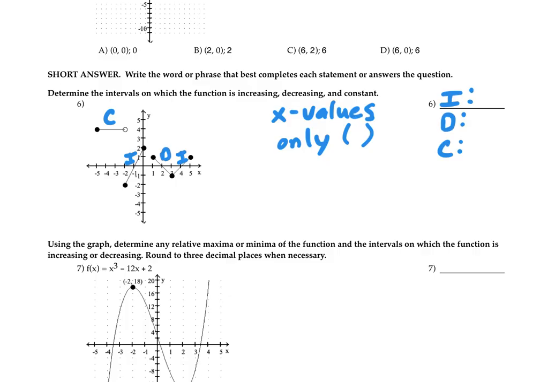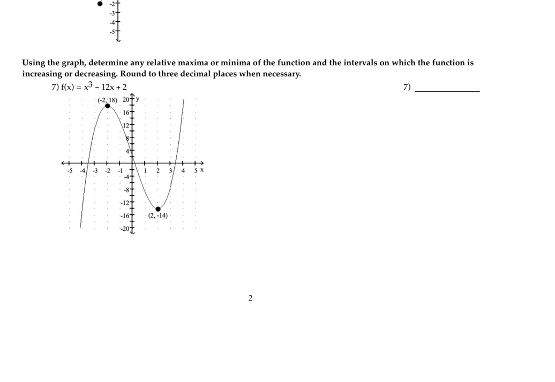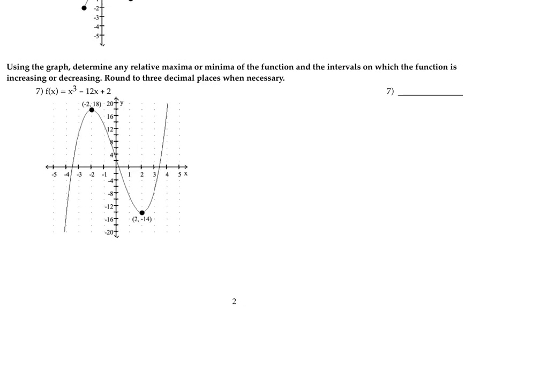I'll let you do that one. If you need some help, let me know. Number 7, you've got several different things here they want you to do. Maximum, minimum, and then once again, increasing and decreasing.